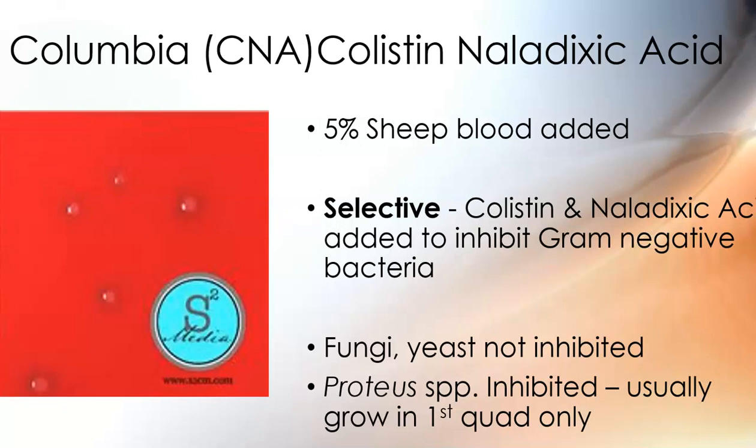But it can also be differential in that it shows hemolysis. Sometimes you will get Proteus growing, but it usually doesn't grow past that first quadrant, like we saw in today's lab, where the Staph aureus is inhibited way out. If I did the whole plate for the Staph aureus, you would have seen probably a different story. You probably would have seen it only growing in the first quadrant, maybe a couple colonies in the second, and nothing else.